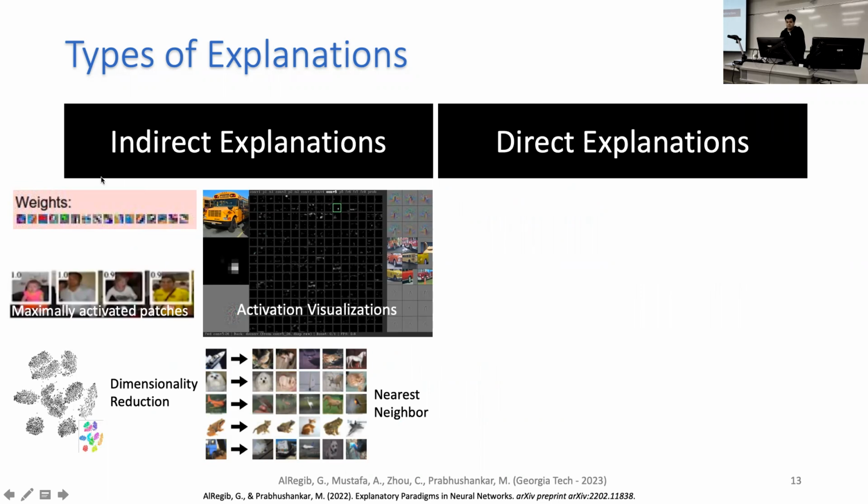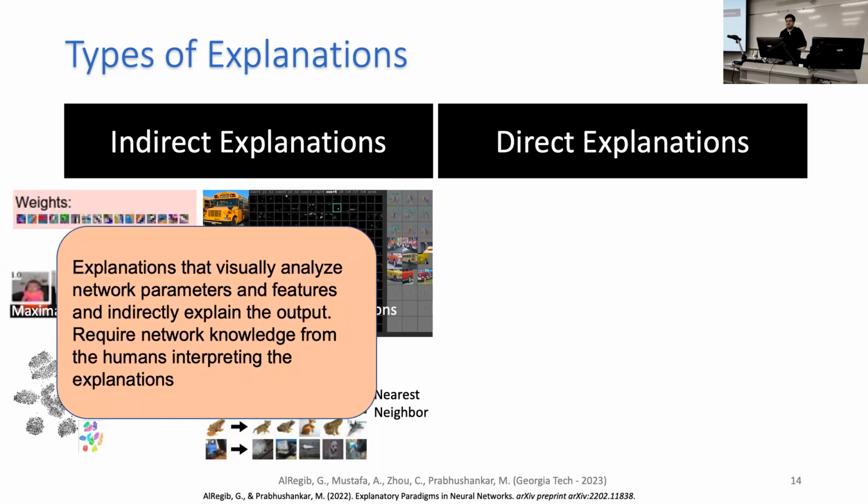So visualizing the weights, visualizing the activations, maximally activated patches, dimensionality reduction, embeddings, and the nearest neighbors. All of them are what we call indirect explanations. In this particular case, I think the concept here is important, which is that in indirect explanations, the human beings who are looking at it and who are being explained to have a very good understanding of the neural network itself. Let me jump to the definition so it becomes a little clearer.